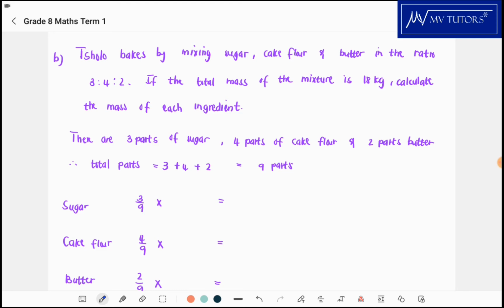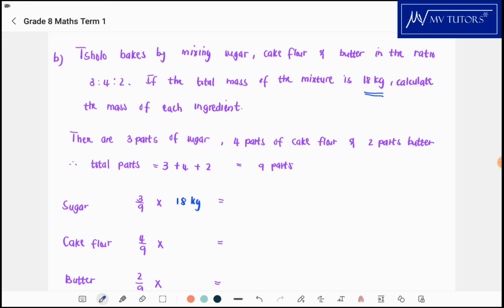Okay, so we're going to do this similar to what we had done before with getting how much money there will be, all right? So 18 kilogram is the total mixture, right? Total mass of the mixture. So there are 3 parts sugar, 4 parts cake flour, and 2 parts butter. So total parts there that we have, 3 plus 4 plus 2, it gives us 9 parts, which is great. Okay, so now if I want to know how much sugar out of the 18 kilogram I should buy, I'm going to say 3 parts out of 9. And I'm going to multiply by what? By 18.